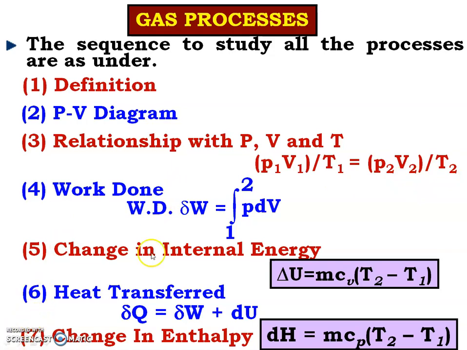Work done, delta W is equal to integration 1 to 2 PdV. Change in internal energy equation is delta U is equal to mCv (T2 minus T1). Heat transferred using the first law of thermodynamics, delta Q is equal to delta W plus delta U, and change in enthalpy using the equation delta H is equal to mCp delta T.